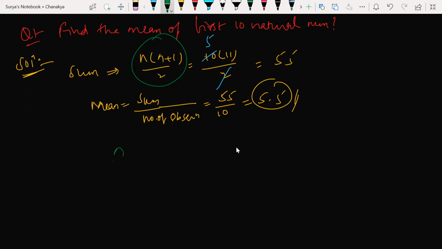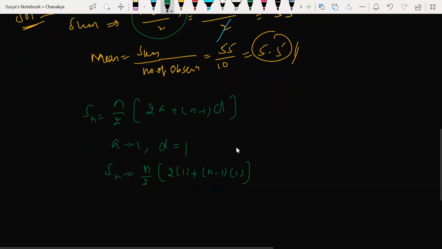So you are saying n by 2 into 2a plus n minus 1 d. Isn't it? What will a be? 1 only, right? From that sequence of natural numbers. What is d here? 1 only. Substitute here. So n by 2 into 2 into 1, plus n minus 1. If you solve this, what would you get?